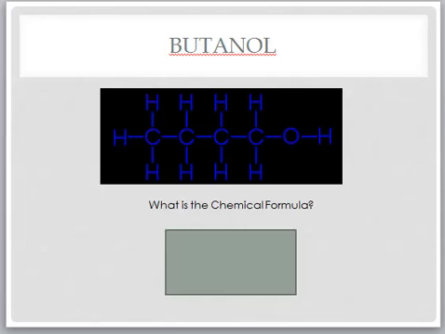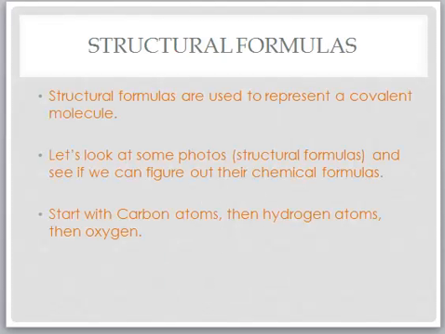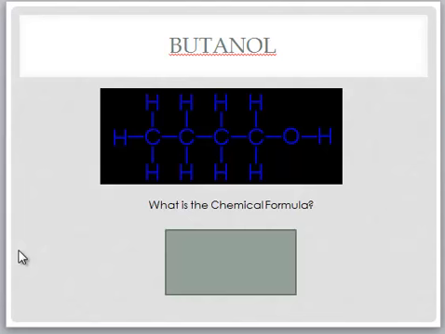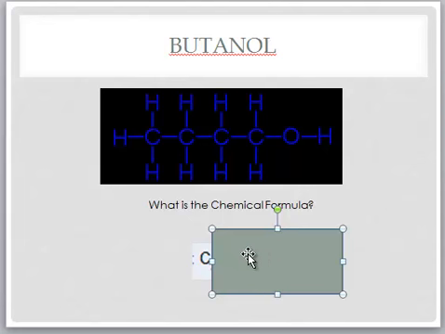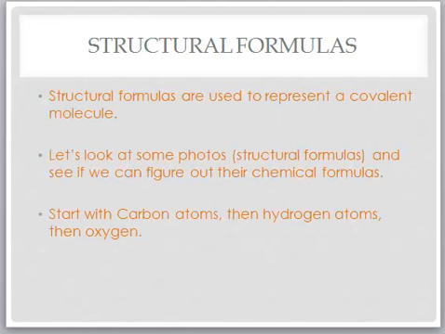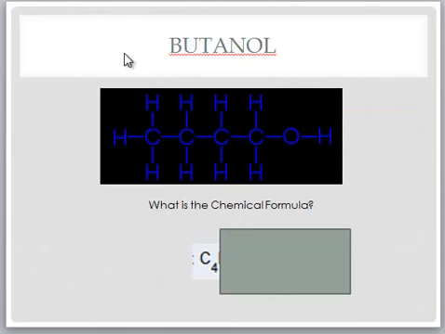What was it that we said we had to start with? What goes first? Okay, that's right, yep. Carbon atoms. So let's count the carbon atoms. 1, 2, 3, 4. So we know that there are 4 carbon atoms. So that goes down first. Then we want to count the hydrogen atoms. Start from the top, work your way around.